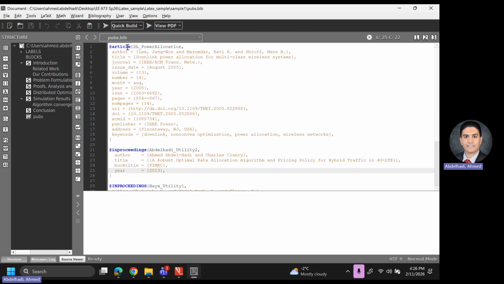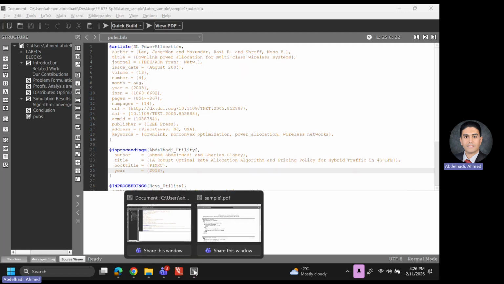So try to look into different types of references and how you can write them. Each one of them also has different inputs here. Yeah.